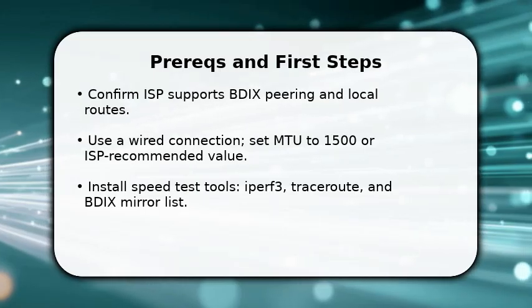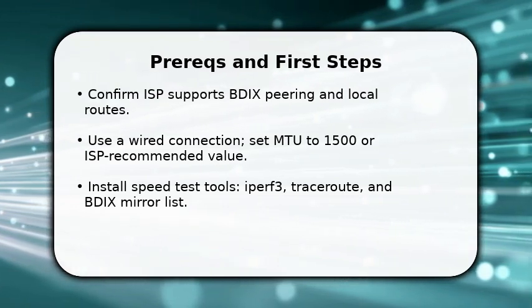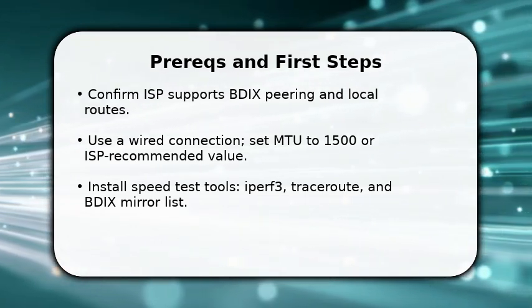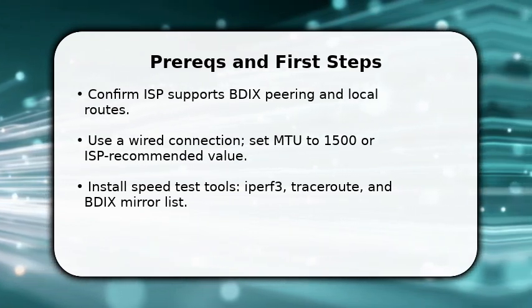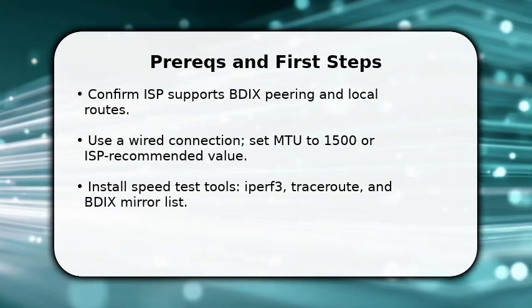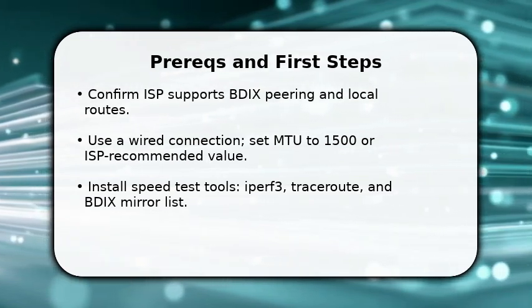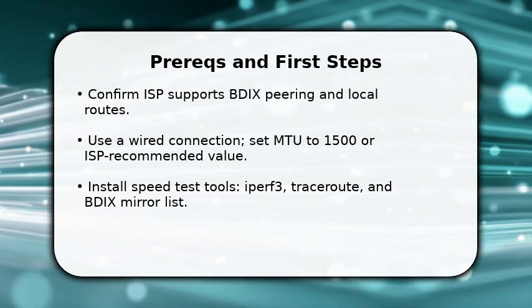You start by verifying your ISB peers with Bdix and that you're on a wired link for consistent tests. Once done, set your interface MTU to 1500 or follow your ISB's recommended value. This avoids fragmentation. Next, install iperf3 traceroute and fetch a current Bdix mirror list so you know target endpoints.